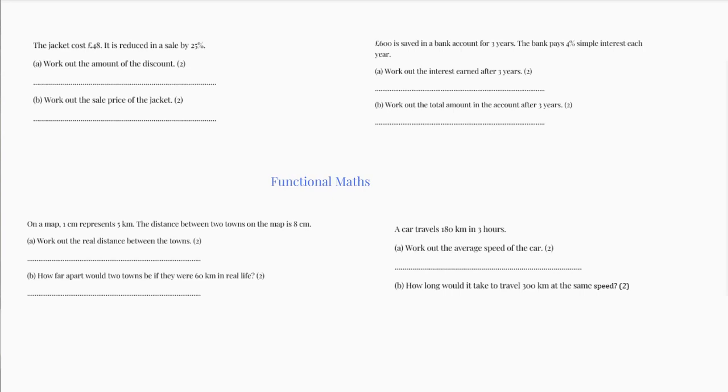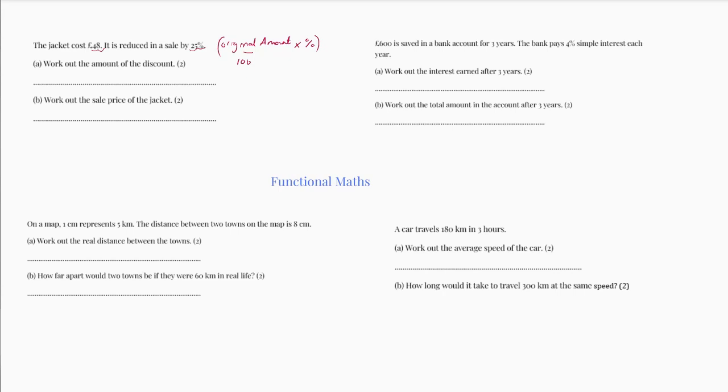at school. So the first question is, the jacket costs £48. It is reduced in the sale by 25%. Work out the amount of the discount. Now I presume this will be a calculator question. So you're going to use the formula of the original amount all over 100 times whatever the percent is.